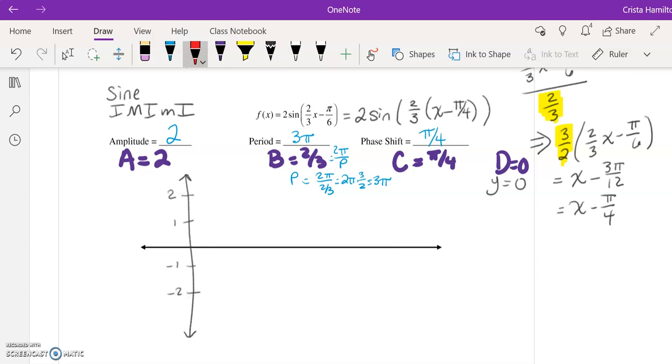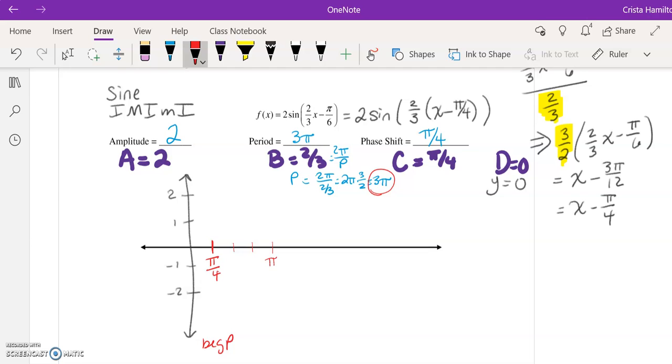So the 5 key points, one, we're going to do this pi over 4. So initially I'm going to put that pi over 4 there, and I'm going to make a note that that's the beginning of the period. Now the end of the period, remember, is going to be 3 pi away. Now that's important to think about here. So pi over 4, now I'm going to put some tick marks out here, because this would be pi over 4, 2 pi over 4, 3 pi over 4, 4 pi over 4.